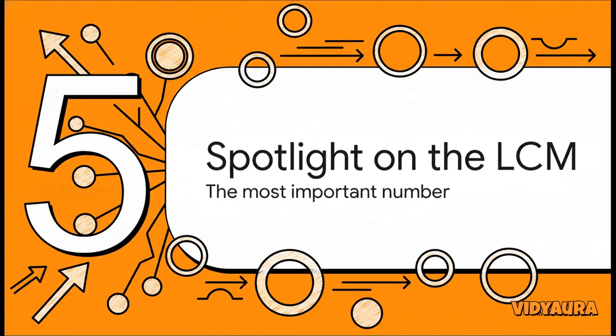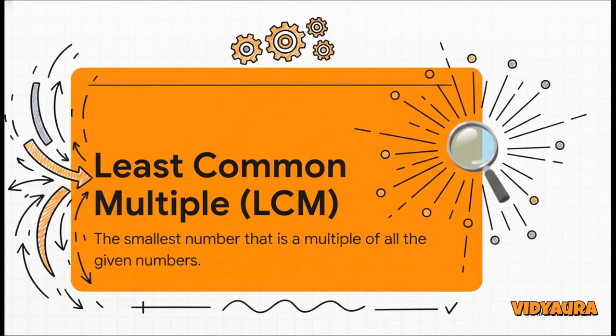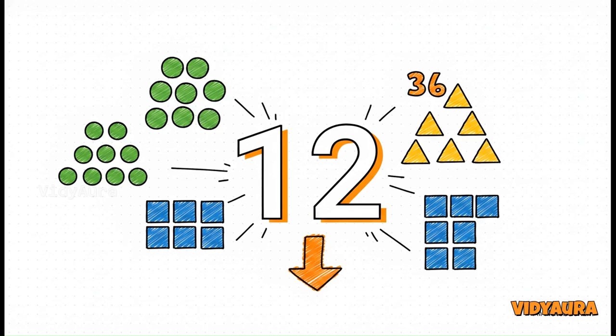But in math, we often want the most efficient answer, the most fundamental one. And this brings us to the final piece of our code, the LCM, the least common multiple. So we have this infinite list, right? 12, 24, 36, and on and on. They're all correct. They're all shared. But is there one that's a little more special than the others? Which one really holds the key? Well, the name kind of gives it away, doesn't it? The least common multiple. It's simply the smallest, the very first number that all of our original numbers can build up to. It's their first point of agreement. And for our example, that number is 12. Out of all the common multiples, 12 is the smallest, the least.